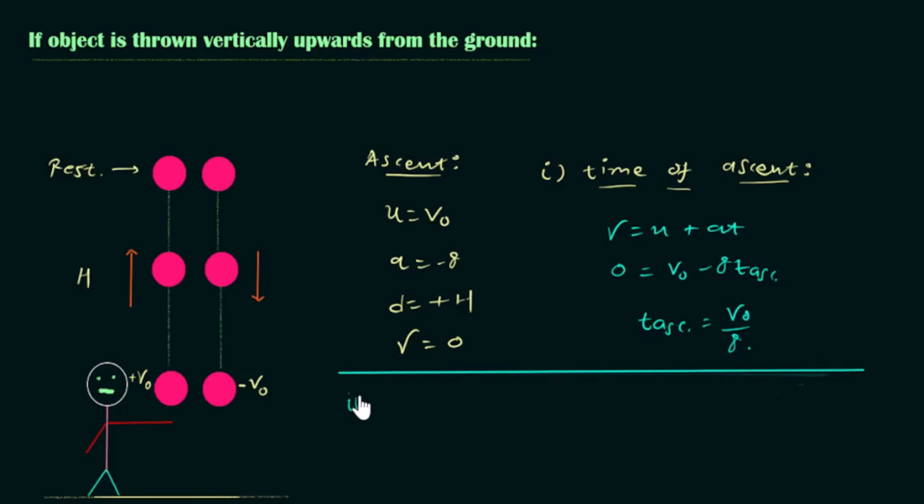Our second parameter is going to be maximum height. Now we have the equation v square minus u square equals 2ad. Our final velocity is 0, minus v naught square because u is v naught. Acceleration is minus g and d is taken as plus h, so h is going to be v naught square by 2g. So our maximum height is v naught square by 2g.